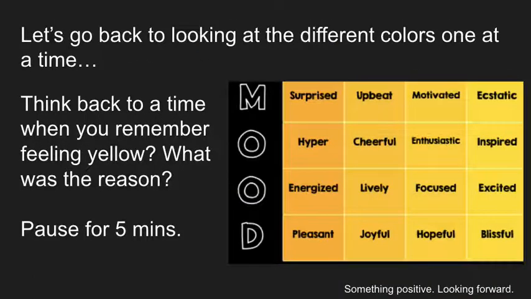So we're going to go back and we're going to look at the different color quadrants one at a time. And this time we're going to start with yellow. So in just a second, you're going to have a conversation with your class again, and you're going to think back to a time when you remember feeling yellow, and you're going to talk about what the reason was for you feeling yellow. Usually, whenever we have these yellow feelings of excitement or happiness, it's because something positive has happened. It may even be because you're looking forward to something.